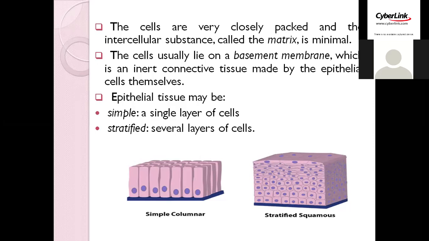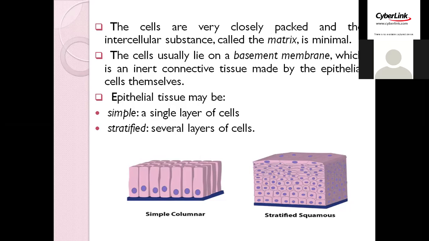Why is it minimal? Because if you see from the diagram itself, the cells are organized in a very compact way. The cells usually lie on the basement membrane, which, if you see from the diagram, is the blue color. The blue layer in which the cells are embedded is called the basement membrane, the lower layer, which is an inert connective tissue made by the epithelial cells themselves.